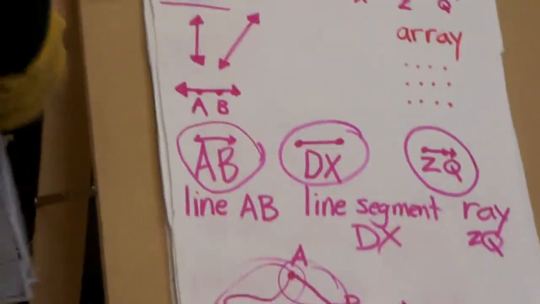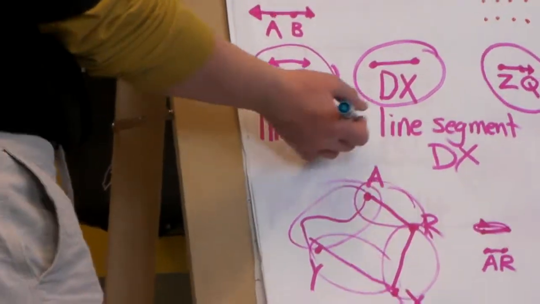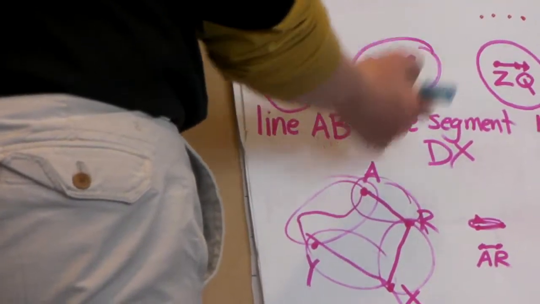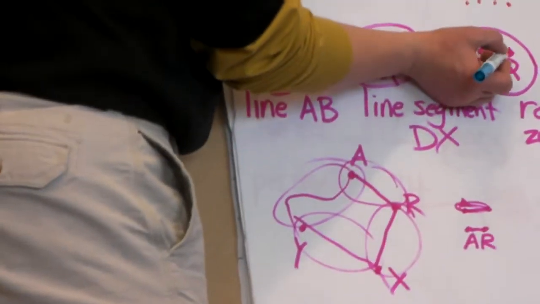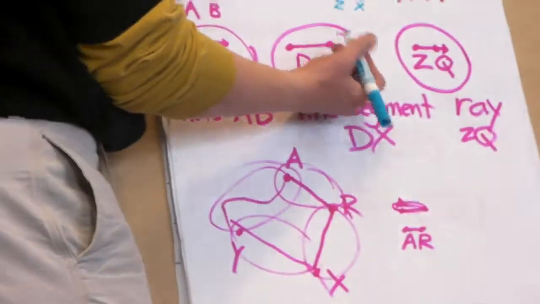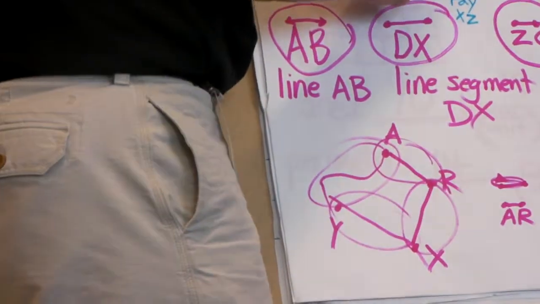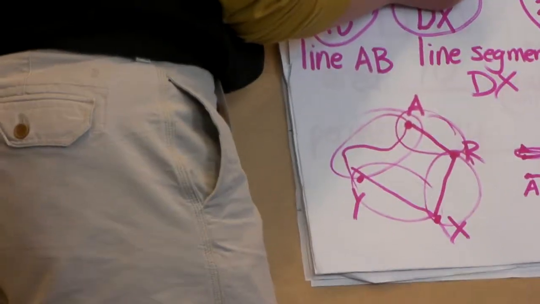Okay, and so if you have line AB, it looks like this. It's called line AB. This would be line segment DX and ray ZQ. And remember, the Q is the letter that's closest to the arrow. Even if the ray were turned around, if it were like this and it said ZX or something, this would be ray XZ, because the letter that you're talking about is closest to the arrow.